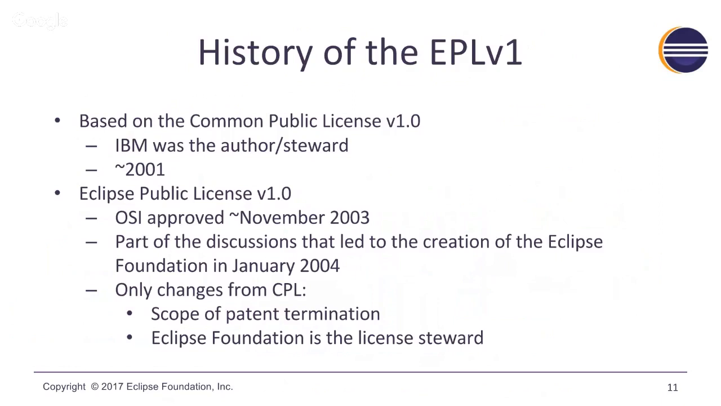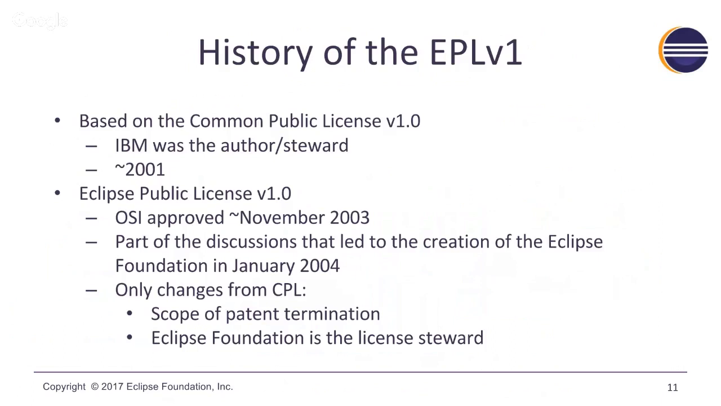So just a brief history on EPL version 1. EPL was originally very, very close to the Common Public License, which was authored around 2001. So as a document, it's about 16 years old, which in and of itself is the motivation for doing a new version, because a lot has happened in 16 years in terms of open source, understanding of open source and conventions and so on. So the Eclipse license itself was originally approved by the OSI in November of 2003.